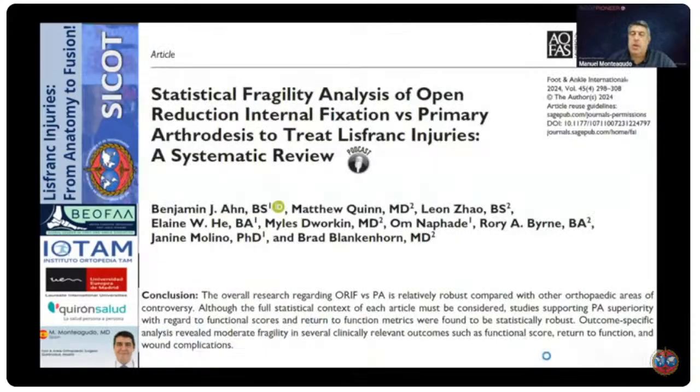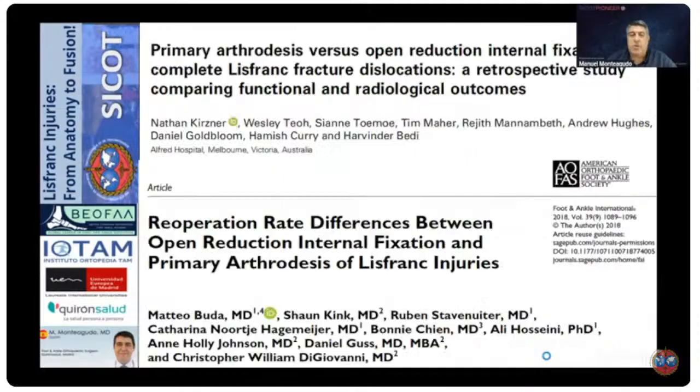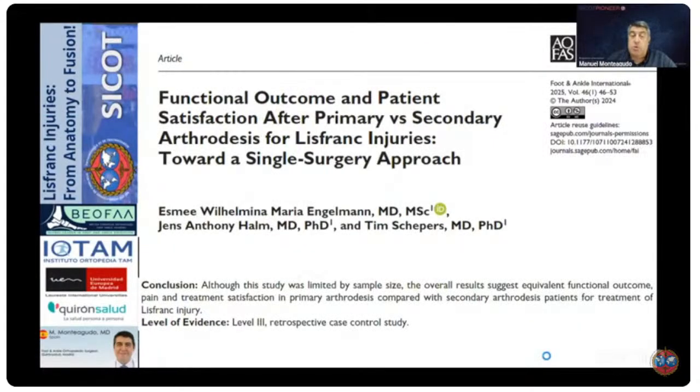There are quite a lot of papers out there saying that apparently primary fusion does at least as well as internal fixation initially. So now our threshold for fusion of the Lisfranc in severe injuries is lower and lower. There's also some research saying that primary fusion and secondary fusion for Lisfranc joints are apparently as good. So again, we might consider primary fusion in the setting of a severe comminuted Lisfranc injury.